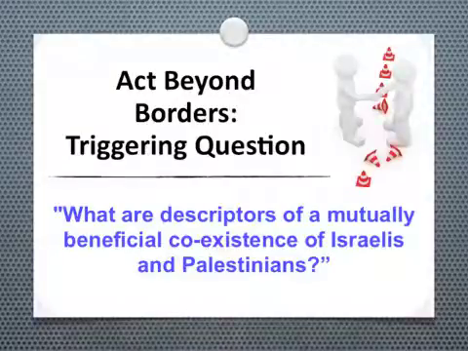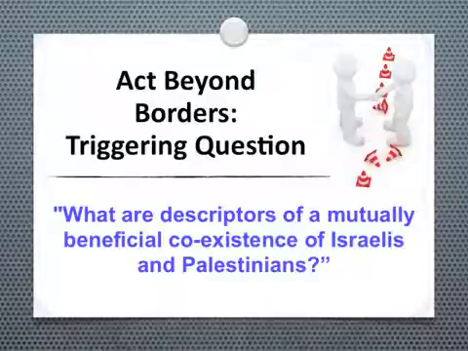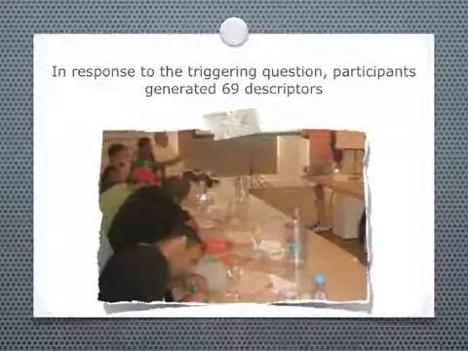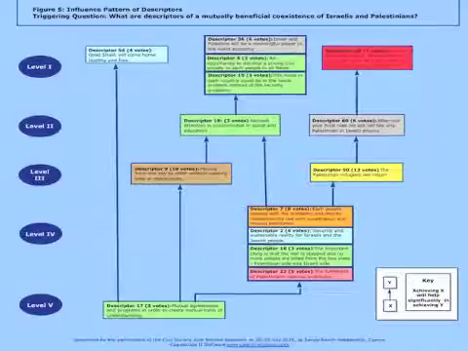The triggering question was, what are descriptors of a mutually beneficial coexistence of Israelis and Palestinians? Participants independently and silently generated 69 descriptors. Using the Cognoscope software, participants made pairwise value judgments regarding the influence of one idea over another. For instance, will achieving X significantly help in achieving Y? You'll notice 5 different levels.